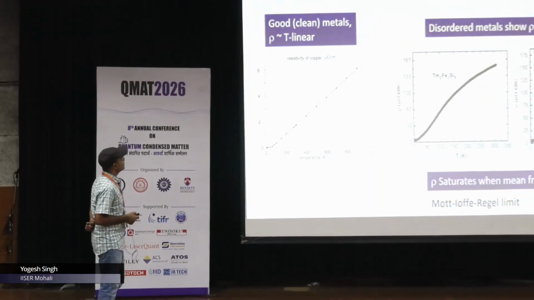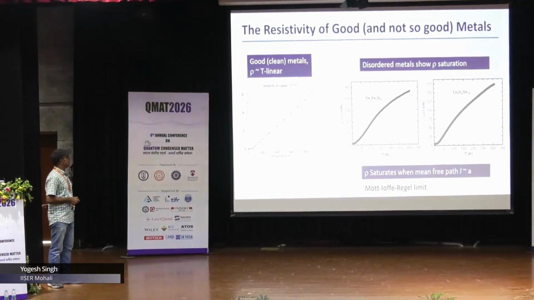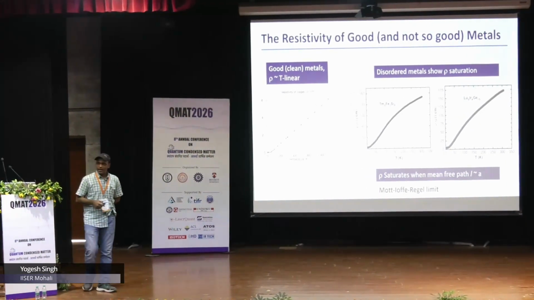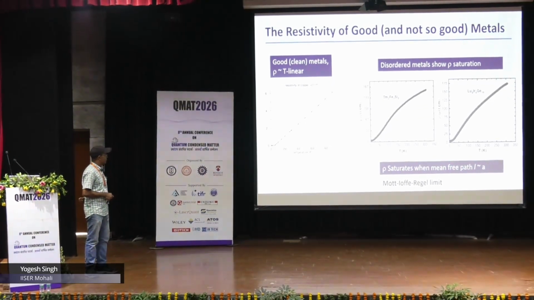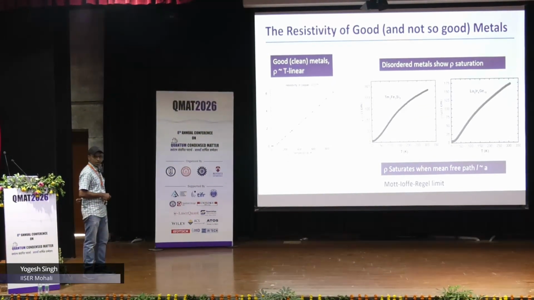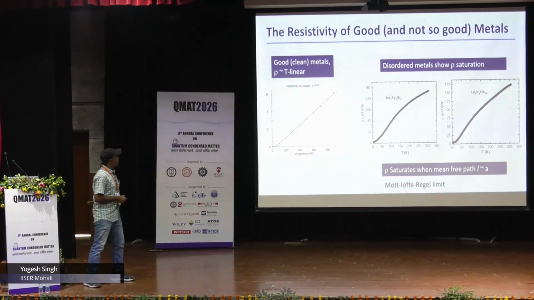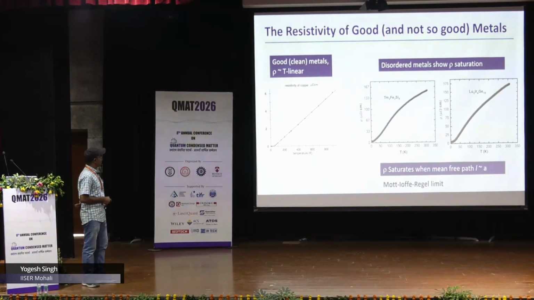If we look at the resistance of metals, for very good clean metals, we expect that the resistance goes linearly with temperature, at least at high temperatures. At low temperatures, of course, phonon T to the 5 Bloch, etc. comes in. But at high temperatures, it should go linearly. Now, keep in mind that we are talking about very, very good metals. Look at the resistivity here. It's in micro ohm centimeters and only a few micro ohm centimeters.